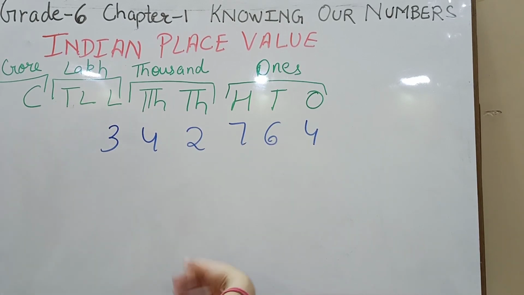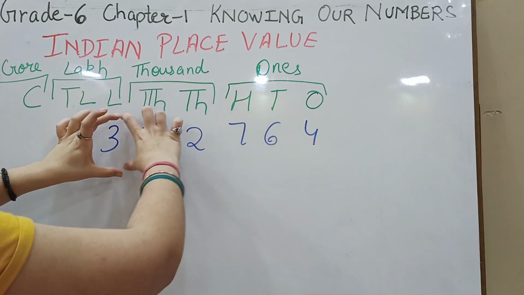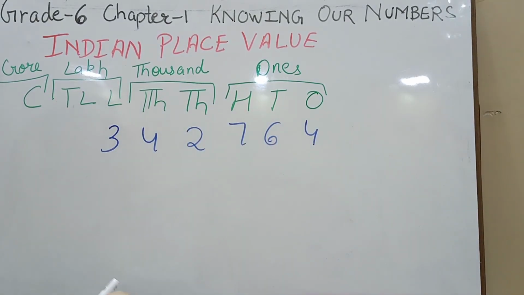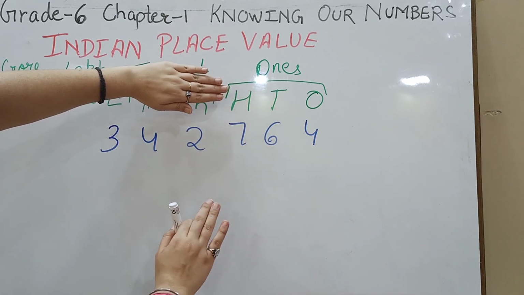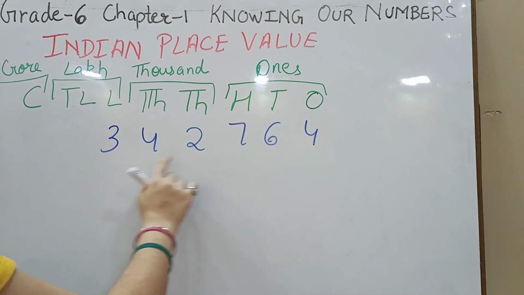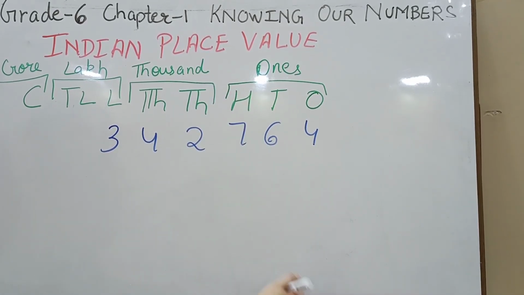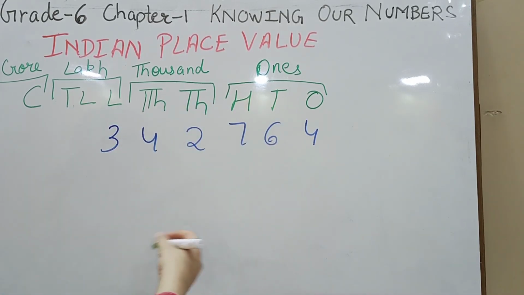Now once we are speaking any number, how do we speak? If I remove all these things and if I tell you to speak this number, how are you going to speak? Imagine there are no place values written over it. They are only numbers. Will you speak it like this? 342,764? No, we are not going to speak it like this. We are going to bifurcate. We are going to put commas in between to speak this number.